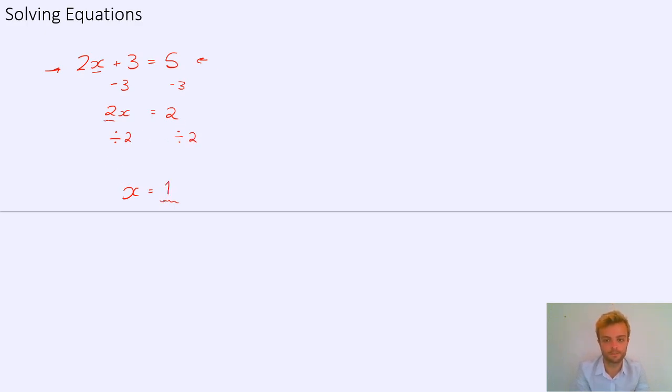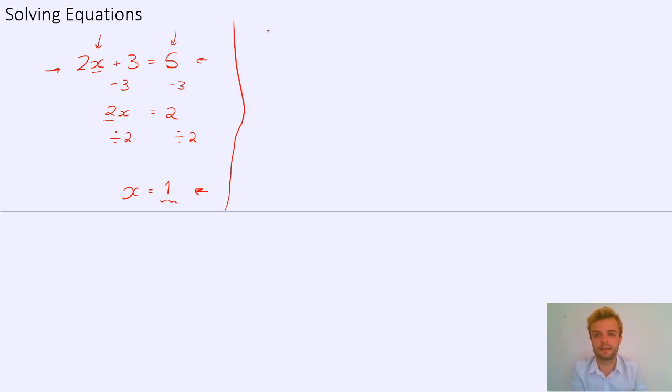So x is 1. Now, if you want, we can do a check of our answer to see if it makes sense by substituting what we think x is back into the original equation and seeing if it's true. What I mean by that is, we think x is 1. So if we do 2 times 1, which is 2, and then plus 3, we get 5, which is exactly what it told us we were supposed to get. So 1 must be the right answer.